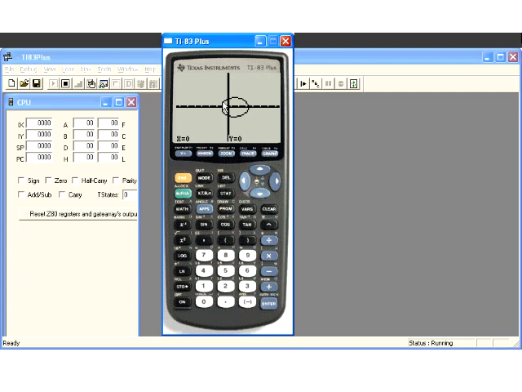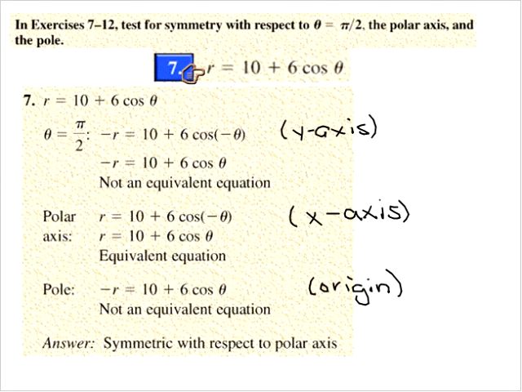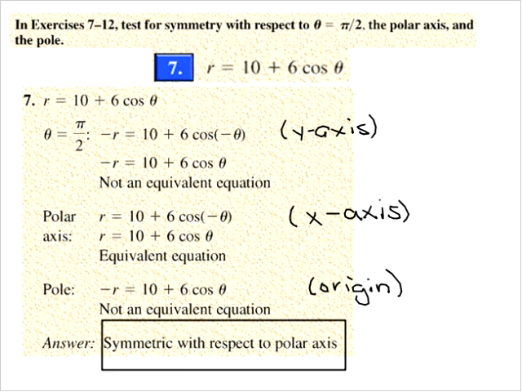Looking at this, we can see that obviously it's not symmetrical to the y-axis, because if I were to fold it over the y-axis, it wouldn't lay on top of each other. It is symmetrical over the x-axis. It is not symmetrical over the origin, meaning if positive x, positive y is on there, so is negative x, negative y. That's not happening here. So it's only symmetrical to the x-axis. We know the x-axis is the polar axis, so we would say that it's symmetric with respect to the polar axis here.